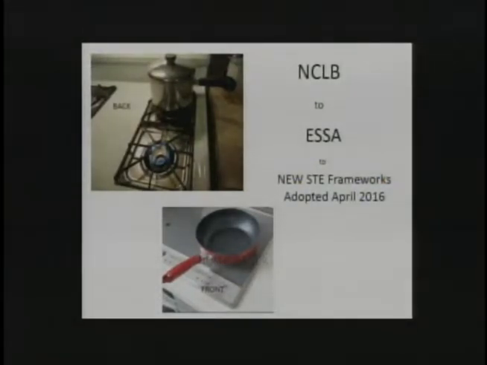And as we have gone through a progression of regulatory documents from NCLB to ESSA to the new science, technology, and engineering frameworks, which were just adopted, we have started to move from that back burner to the front burner. We're not all the way there yet, but we've started. Our scores count, not to focus totally on test taking. We really want the lifelong learning, but our scores count now. They're part of what matters in terms of our annual reports and how the state views us.